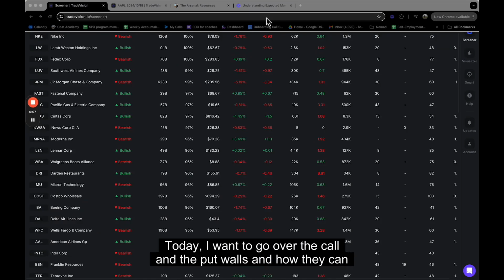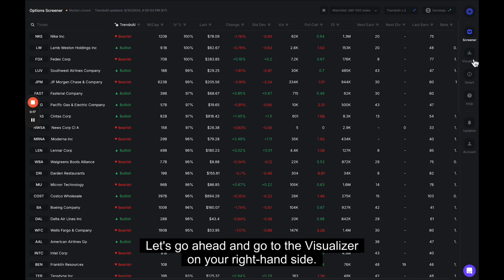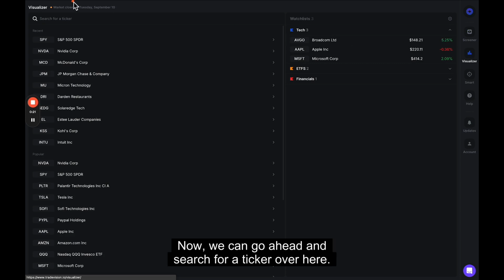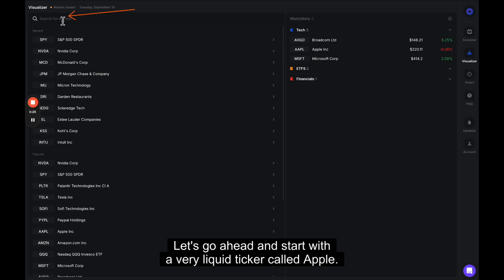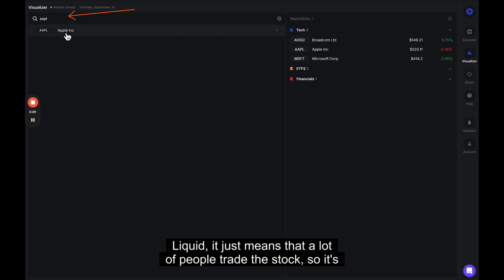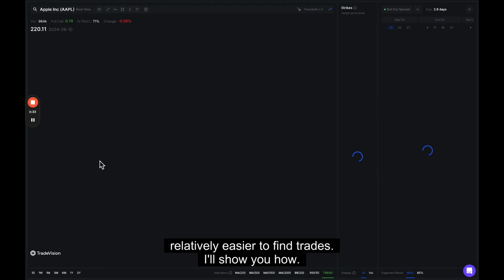Today I want to go over the call and the put walls and how they can benefit your trading and how you can use them as fantastic tools. So right now I'm currently on the screener. Let's go ahead and go to the visualizer on the right hand side, and now we can search for a ticker over here. Let's start with a very liquid ticker called Apple. And liquid just means that a lot of people trade the stock, so it's relatively easier to find trades.